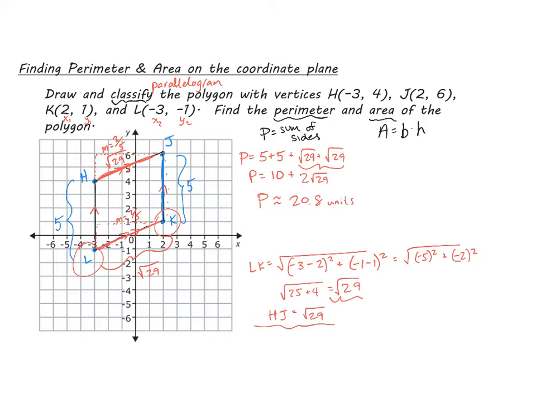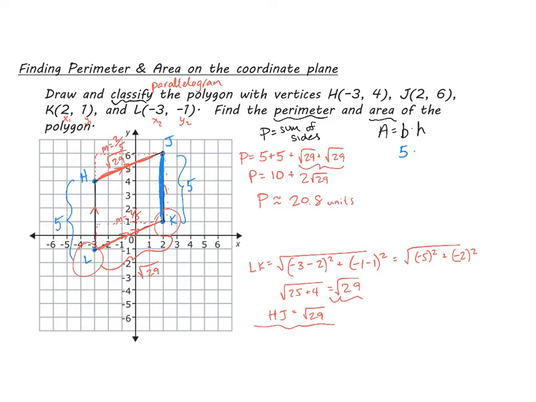Now we're going to find the area. And we're going to use the formula of base times height because we decided this is a parallelogram. We'll call JK our base. So our base has a length of 5 units. Now let's look at our height.